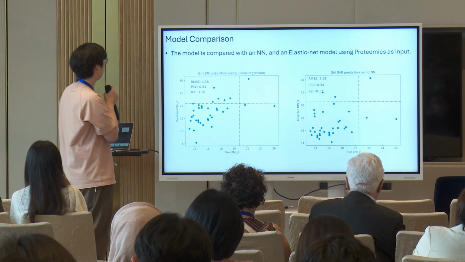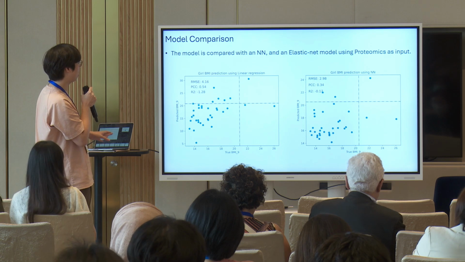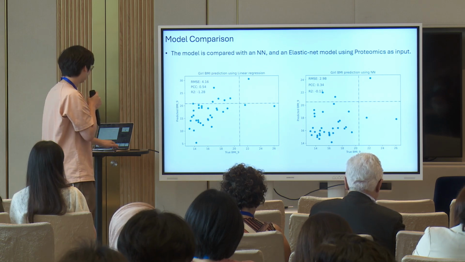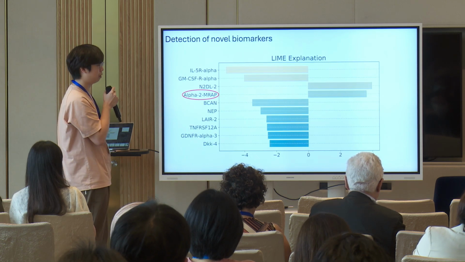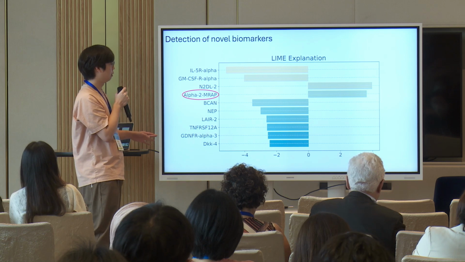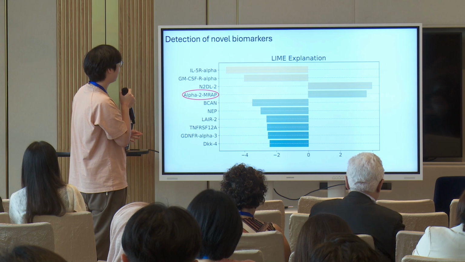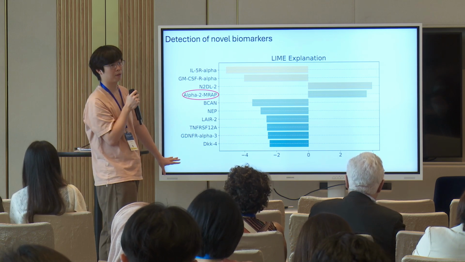That means that with the integration of the proteomics and the historical BMI, we can reconstruct the trajectory and make the fine prediction. And then we try to detect some novel biomarkers of the children, which are related to childhood obesity. So we use LIME to do the feature explanation and found that these are the top 10 most important proteins here.